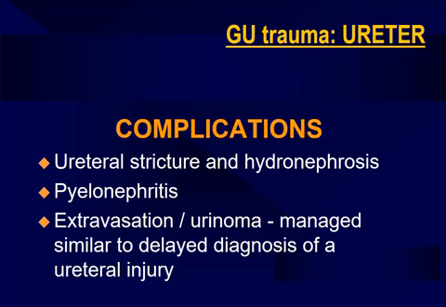What are the most common complications after urethral injury? Urethral stricture, recurrent urinary tract infection, or other complications related to the presence of a lot of urine outside the urinary tract, which we call extravasation or urinoma.